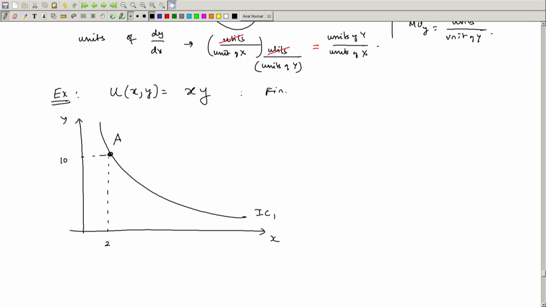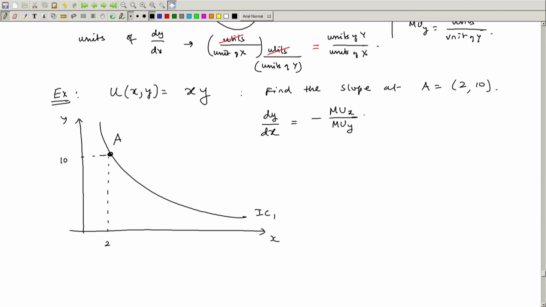So, find the slope at A equals (2, 10). This is the particular coordinate where we want to compute the slope. Now, I know that computing the slope essentially means we want to compute dy/dx, which is minus MUx upon MUy. This is what we are interested in computing.